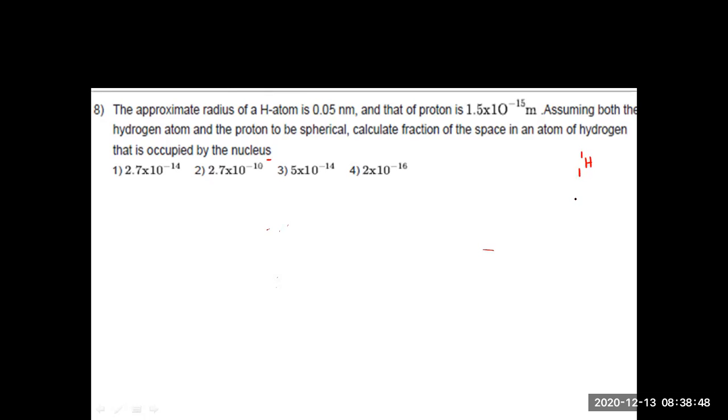H1. So there is only one proton. That proton occupies what volume? That's all. Volume of atom. So the volume of the proton divided by the volume of the atom. You know.